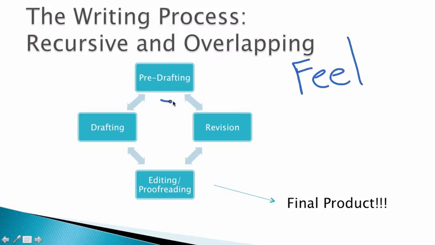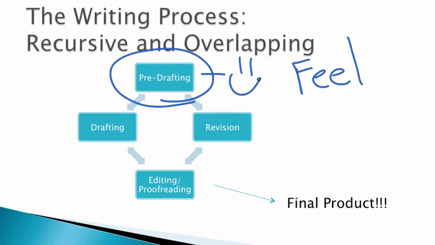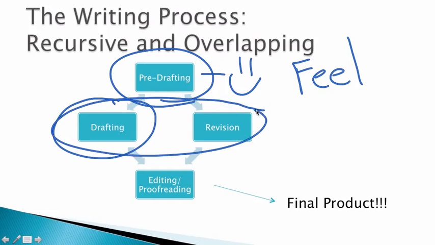So for me, generally, when I'm in the pre-writing, pre-drafting stage, I'm pretty happy. I love to think about writing projects, mull over ideas, spend time reflecting on what I want to say. That's really fun. I love to read what other people have written and do research. That's fun for me.